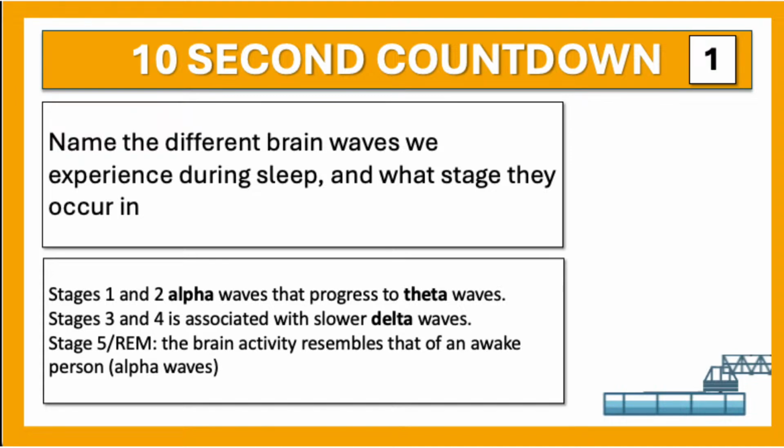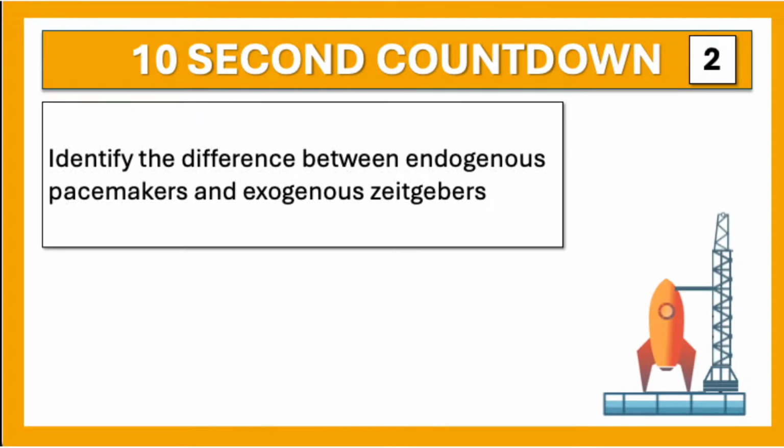All right, second question then. I've already seen some questions in the chat box about these. Identify the difference between endogenous pacemakers and exogenous zeitgebers.